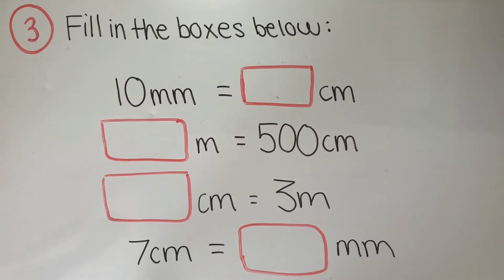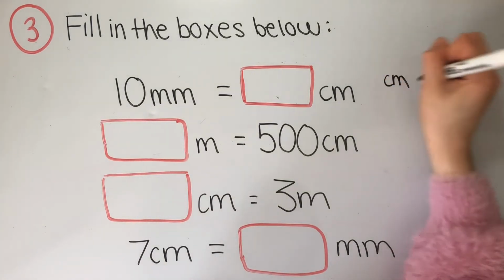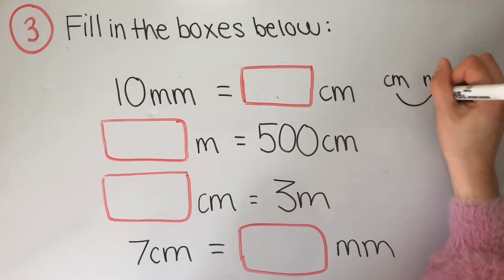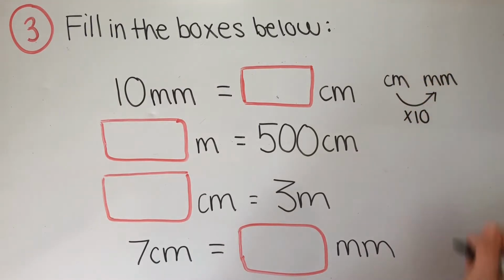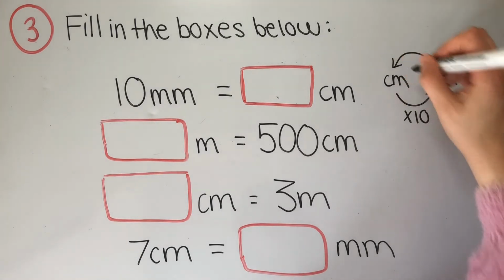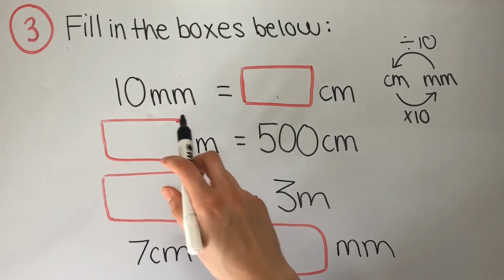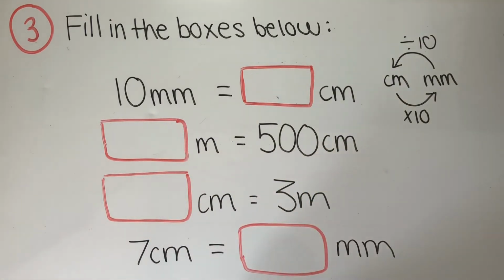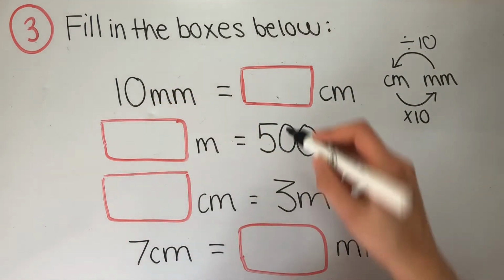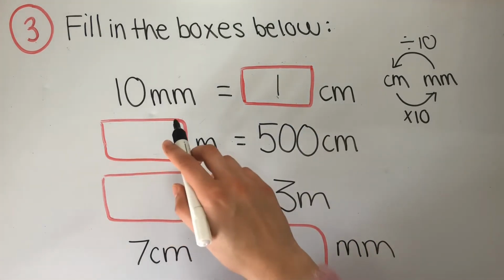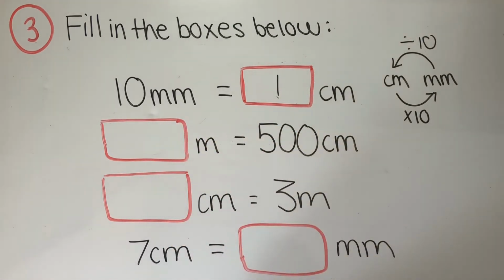Question 3. Fill in the boxes below. Our first conversion is from millimetres into centimetres. We know that from centimetres into millimetres, we're timesing by 10. So to go from millimetres into centimetres, we're dividing by 10. Here we've got 10 millimetres into centimetres. So we're going to divide 10 by 10, which means that we're going to take a 0 off, which leaves us with 1. 10 millimetres equals 1 centimetre.